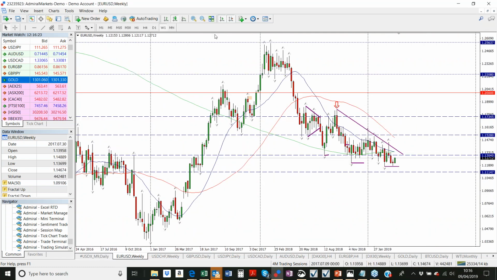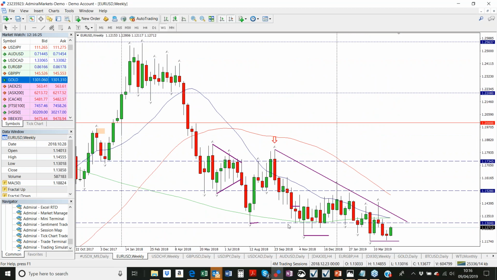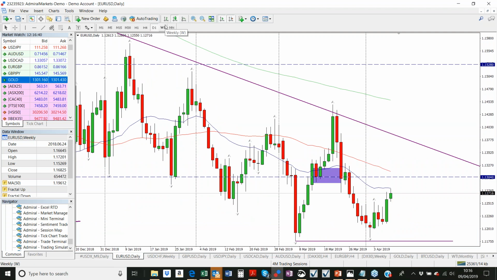If I move across, here's the weekly chart. Let's zoom in a little bit. We broke that 113, and we've been hovering down beneath it. Not really made strong moves beneath it, but we're certainly holding beneath it. And it's actually when we look at the daily chart that I start to get interested. Daily chart, here we go.